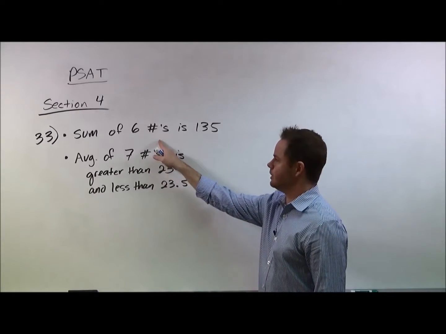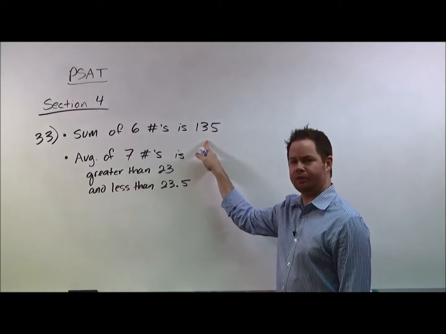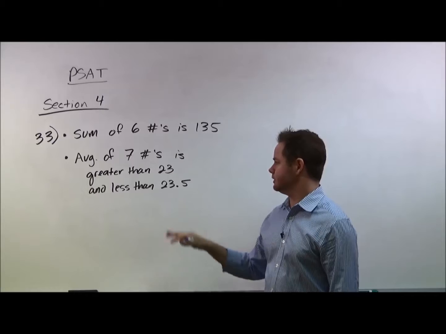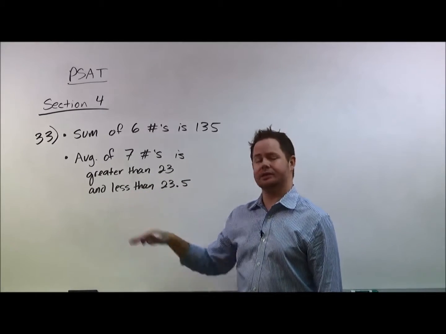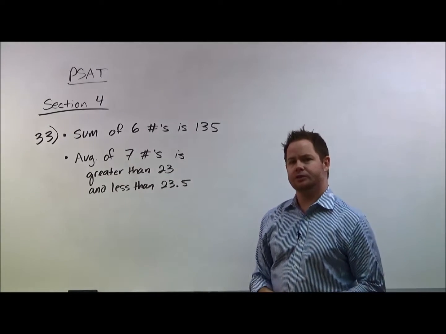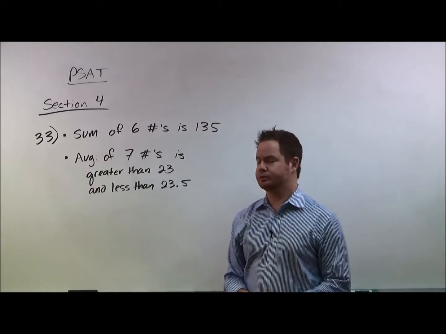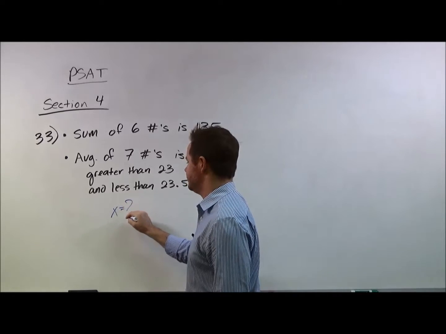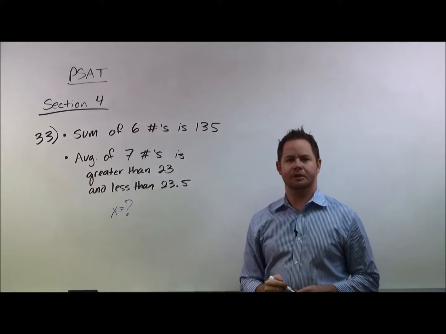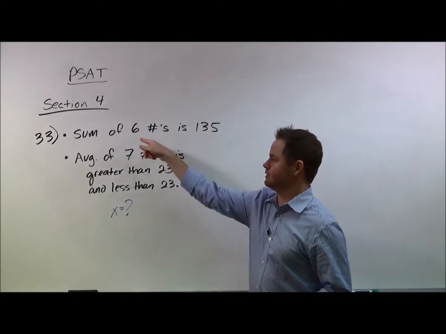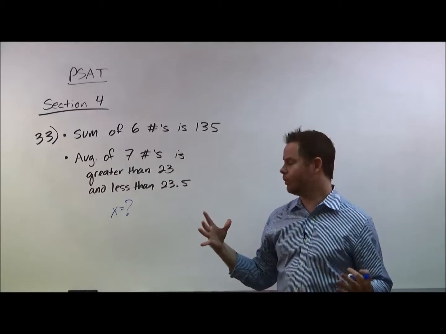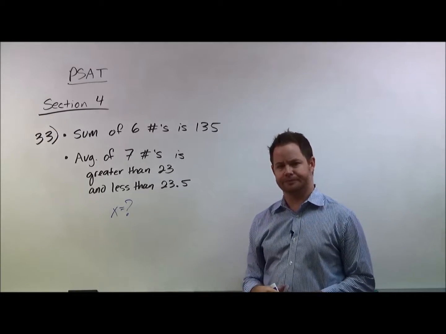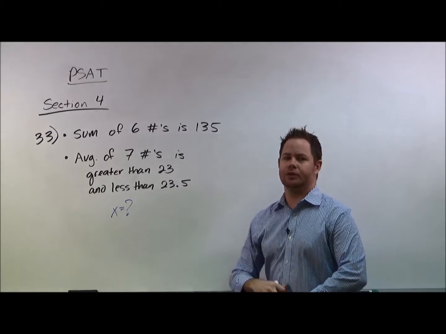It says the sum of 6 numbers is 135, and the average of 7 numbers is going to be greater than 23 and less than 23.5. So they want to know, what is that 7th number? We'll call that x for the time being. We'll put that down here. That's what we're being asked for. What is x? So x is going to be this 7th number that when we add it on to this other list of 6 and take the average of the whole thing, it's somewhere in between these values of 23 and 23.5.